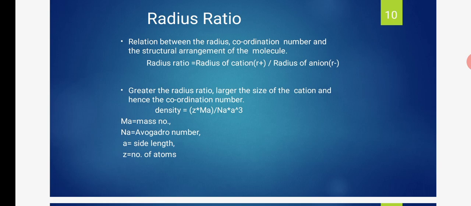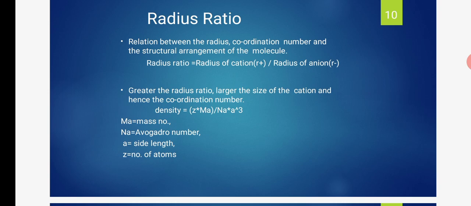Radius ratio. Relation between the radius, coordination number, and the structural arrangement of the molecule. Radius ratio is equal to radius of cation divided by radius of anion. Greater the radius ratio, larger the size of the cation, and hence the coordination number.